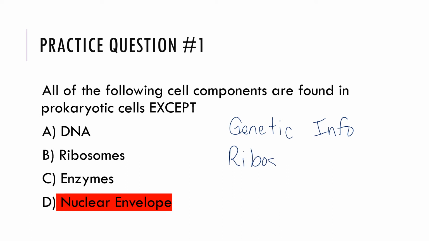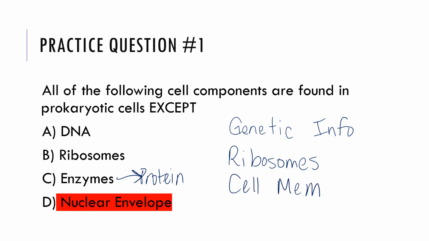And if we have ribosomes, we're making proteins. And enzymes are just a type of protein. And without enzymes, there can't really be any life. So we have to have enzymes. We need a cell membrane, and we need cytoplasm. Everything else is just bells and whistles.